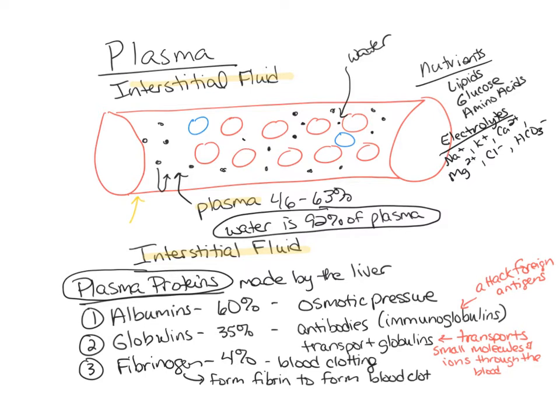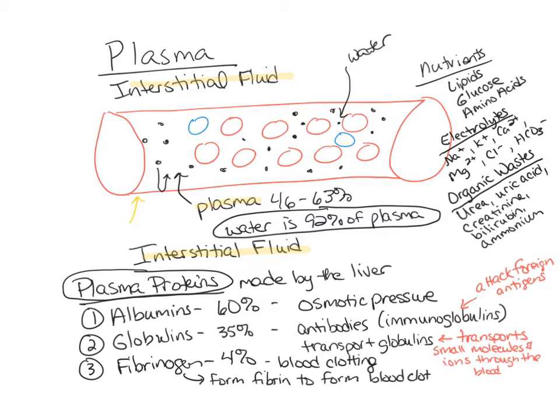The other thing that's found in plasma are organic wastes. These wastes are carried to sites to be broken down or to be excreted. Some examples of these organic wastes include urea, uric acid, creatinine, bilirubin, and ammonium ions. So all of these things make up plasma.